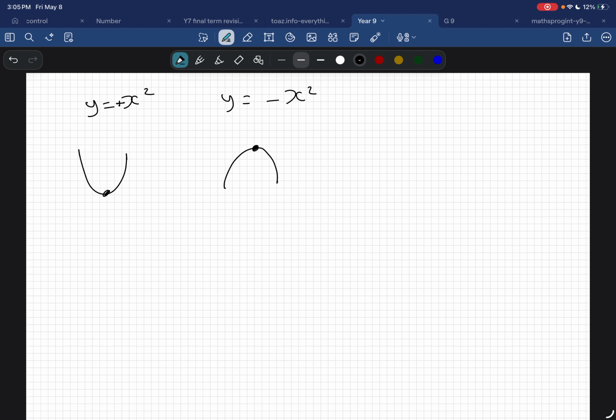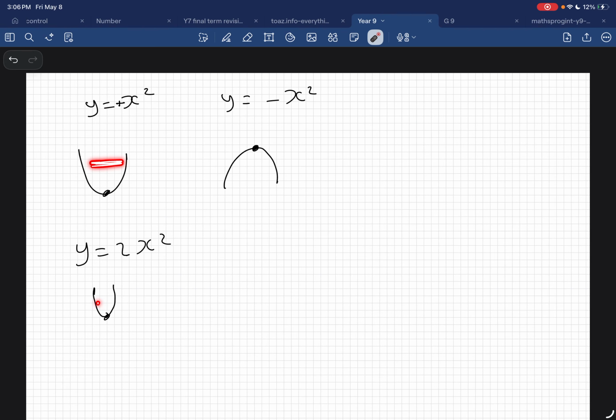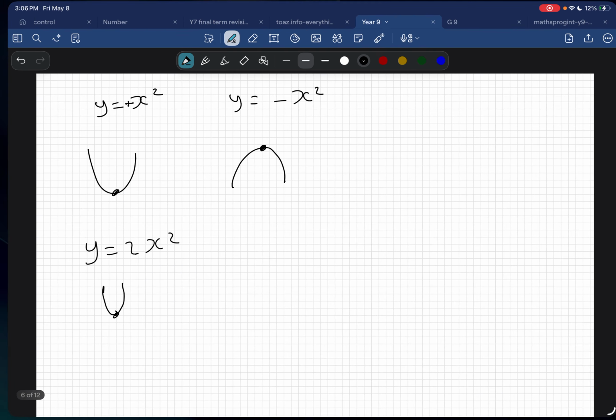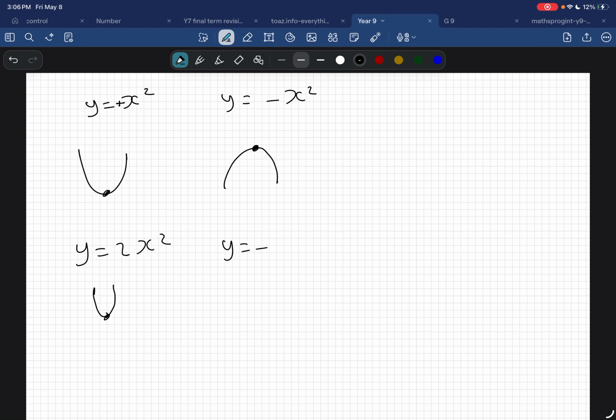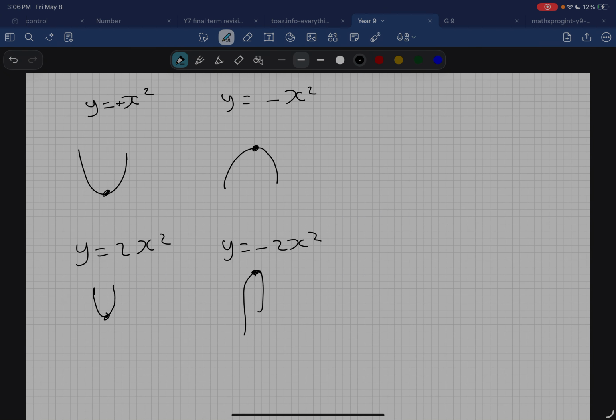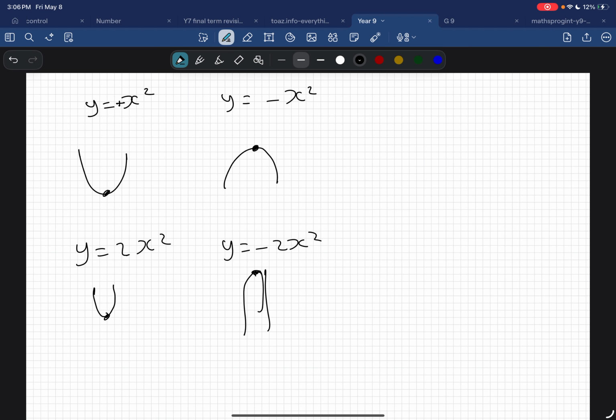So if I had something like y equals 2x squared, it's going to be the same thing but narrower. Narrower, not wider. This guy is wider, this guy is narrower. And the same here, inverted and everything, but it's going to be narrower. This will give you a clue for what's coming.